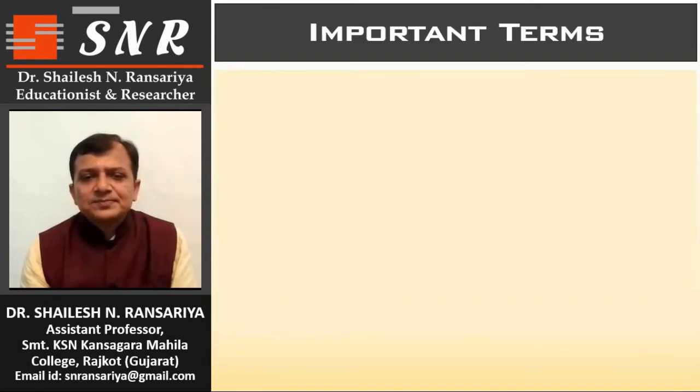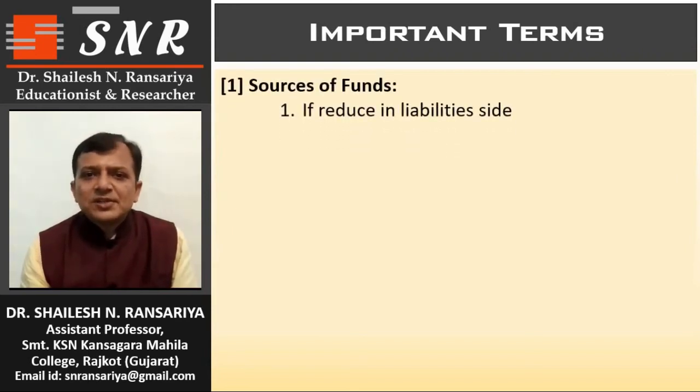Now, important points. For the calculation of a practical example, two calculations are very important. First calculation, sources available for capital reduction fund. Number two, applications or utilizations of capital reduction fund. So first, sources of fund. When does it become a source of capital reduction fund? First condition, if there is a reduction in the liability side, it means anything which is available to reduce in the liability side becomes a source of fund.